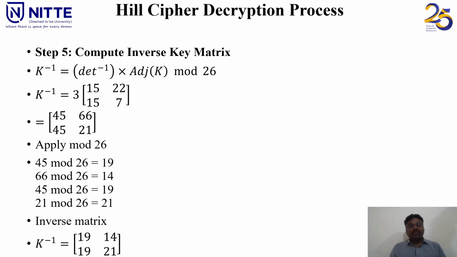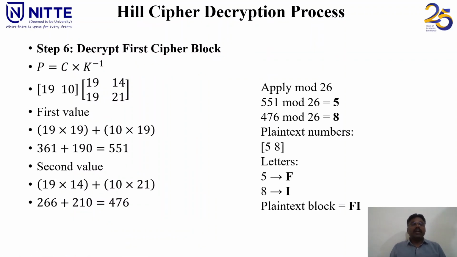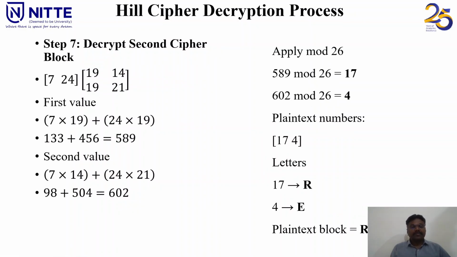Now I'm going to make use of this K inverse in order to get back our plain text. So the very first cipher block I'm going to perform. 19, 10 is multiplied with K inverse. The first value is 551 and the second value will be 476. Both numbers are greater than 26, so I'll apply modulus 26. I'm able to get 5 and 8. So the plain text numbers will be 5 and 8. I'll convert them into equivalent letters, so it becomes FI. The very first plain text block we obtained back by applying the decryption process.